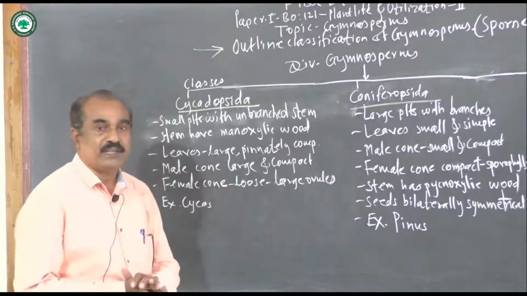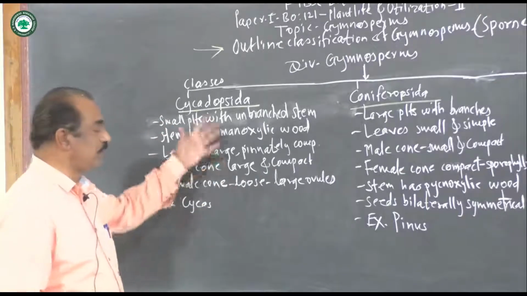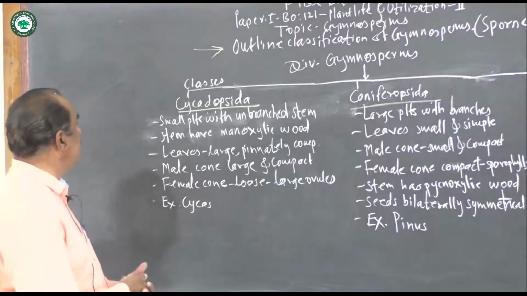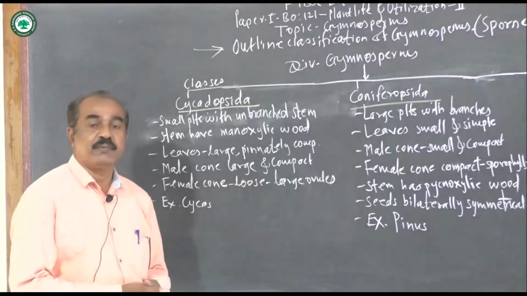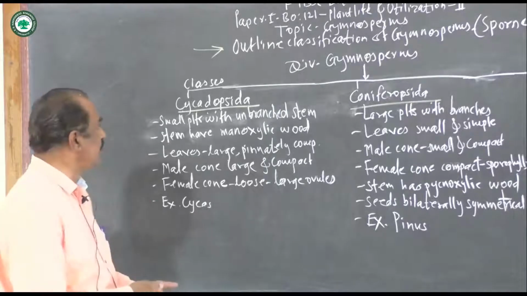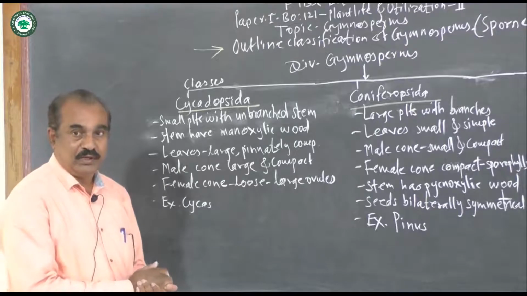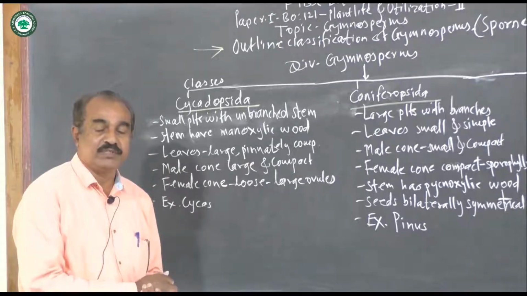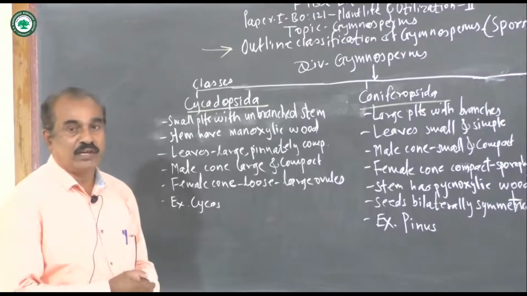Now from these classes, class number 1 is the Cycadopsida. It shows different characters. Character number 1, small plants with a branched stem. Here the plants are very small and they have a branched stem. Second character, stem has monoxylic wood. It is related to the xylem, which is also called the wood. So monoxylic wood is found in the Cycadopsida.